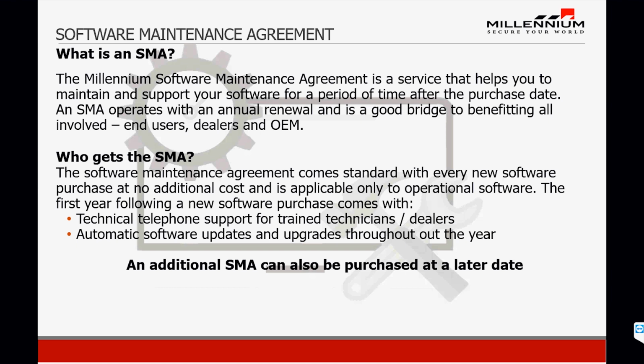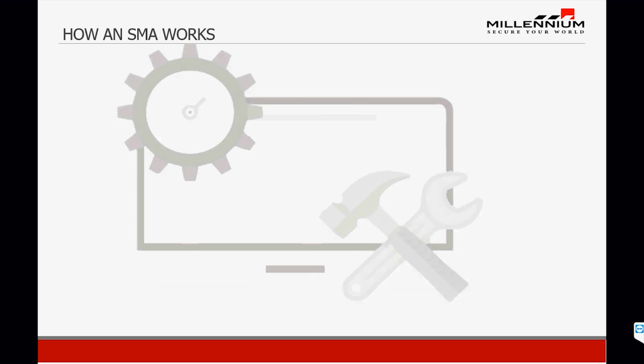This allows for technical telephone support for trained technicians and dealers. It also allows for automatic software updates and upgrades throughout the year. Point being, if you keep your system maintained and up to date, the more uptime you're going to have and almost no downtime for a stable system.